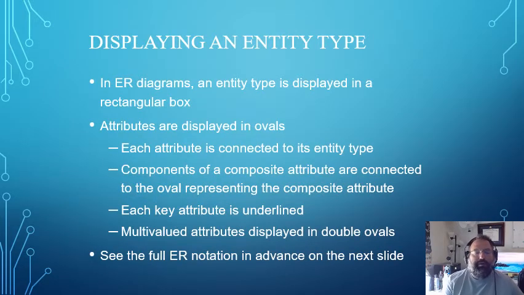Displaying an entity type in an ER diagram: an entity type is displayed in a rectangular box. So you draw a little rectangular box and typically give it a name. Attributes are displayed in ovals, so they're ovals instead of boxes. Each attribute is connected to its entity type. Components of a composite attribute are connected to the oval representing the composite attribute. Each key attribute is underlined. Multi-valued attributes are displayed in double ovals. See the full ER notation in advance on the next slide.